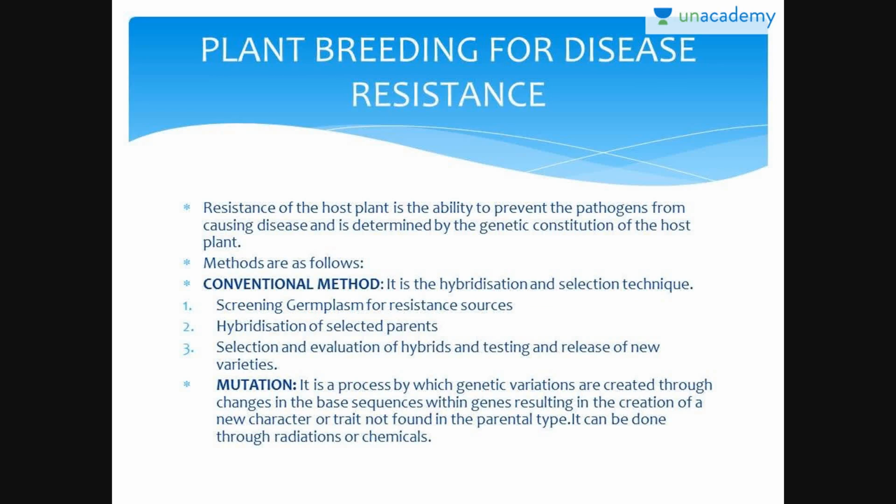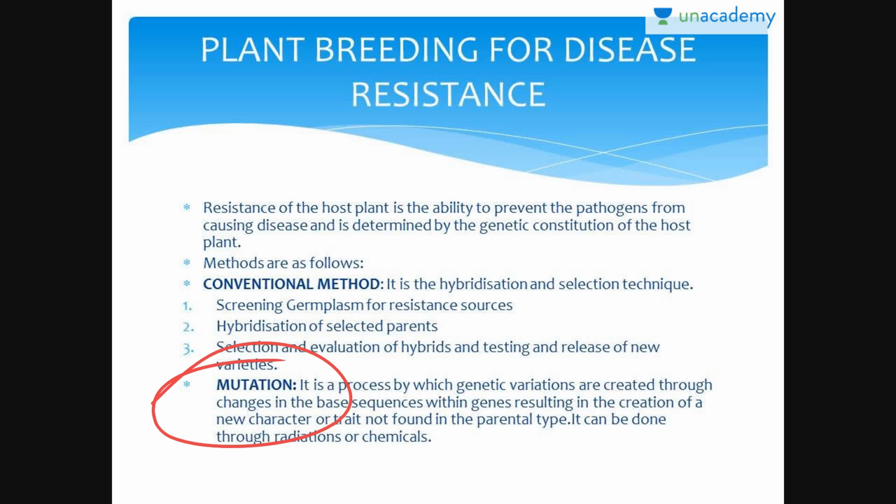The further development is for disease resistance. Resistance of the host plant is the ability to prevent the pathogens from causing disease and is determined by the genetic constitution of the host plant. Methods are as follows. The conventional method will be the first one. It is the hybridization and selection technique in which we screen the germplasm for having the resistant sources. Then hybridization is done for the selected plants, and then later on selection and evaluation of hybrids is done, and they are tested and released as new varieties.